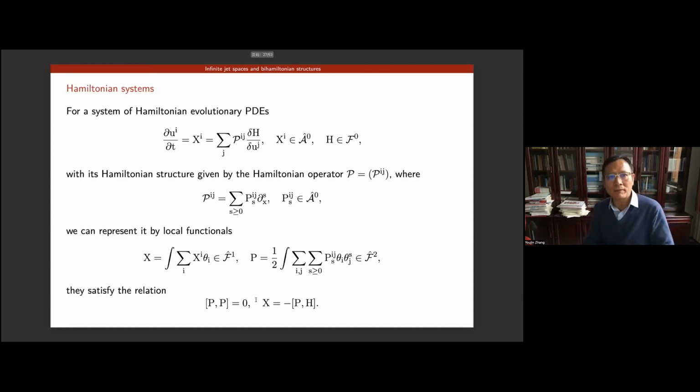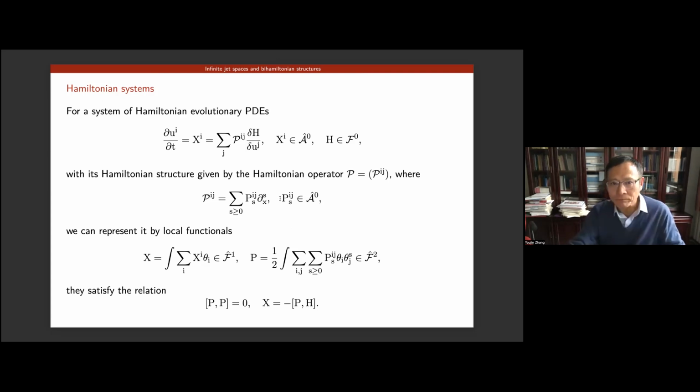And for the Hamiltonian system evolutionary PDE, we usually write in this form. So it's given by the action of certain Hamiltonian operators on the variational derivative of the Hamiltonian. Then in the language of these local functionals, we can represent it by a certain local functional of super degree 1. That means a vector field X can be represented in this form.